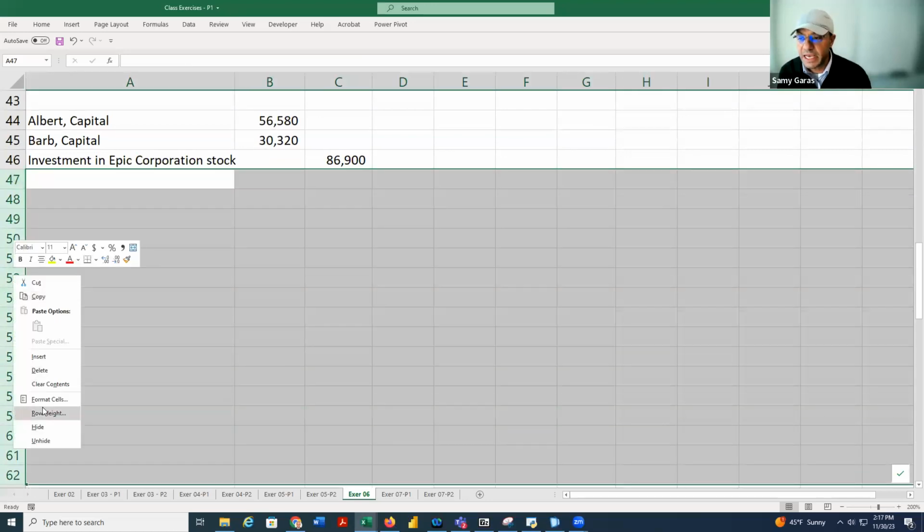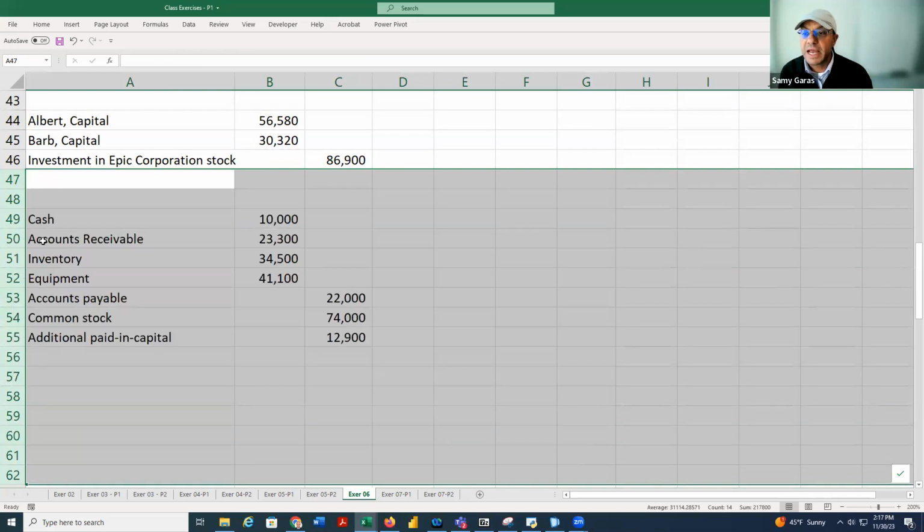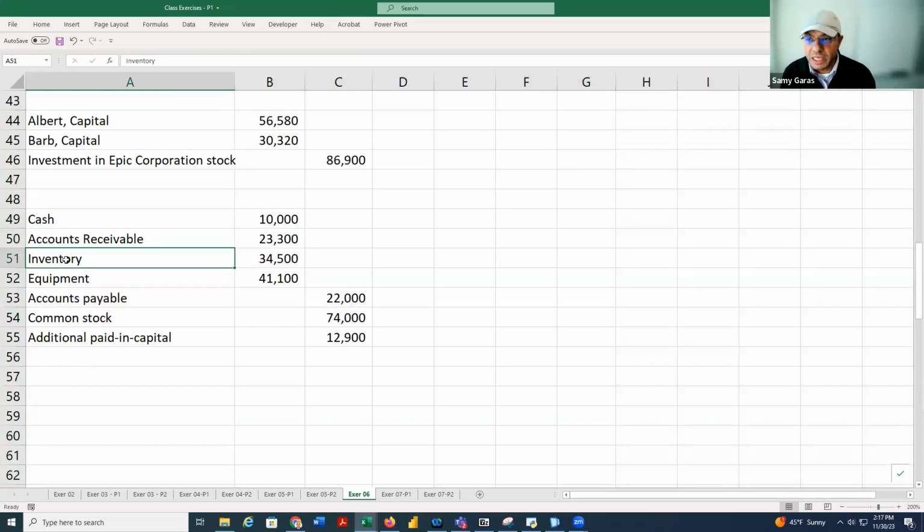So we debit cash, we debit accounts receivable, we debit inventory and equipment by their fair value. We credit accounts payable, but here we multiply $10 times 7,400, and the difference between the debit and the credit will go to additional paid-in capital. And this is the whole example.